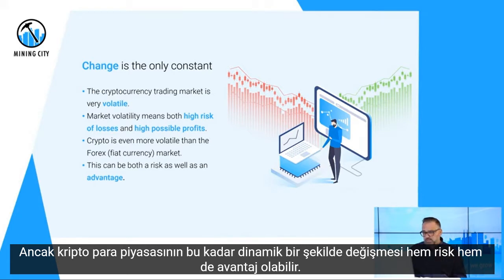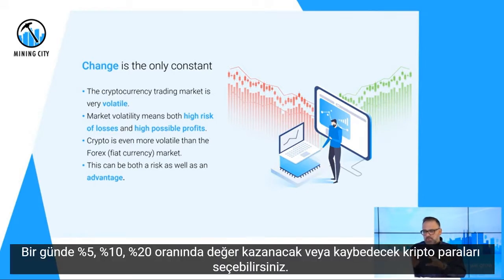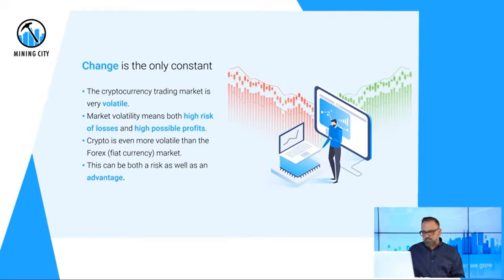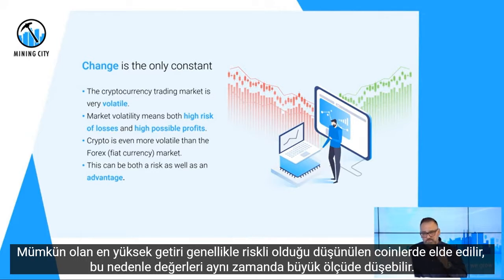But the fact that the cryptocurrency market changes so dynamically, it can be both a risk and advantage. You can pick crypto coins that will go up or down 5, 10, 20% in a day. That's something you don't see often in the stock or forex markets. The highest possible returns are usually in coins which are considered risky. So their value can go up or down very drastically.